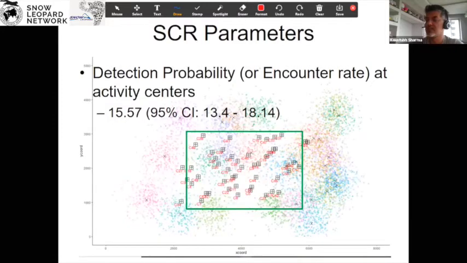What this basically means is that if I had a camera at the activity center by some fluke chance, you know, because in real life, I wouldn't know where the cameras are. I wouldn't know where the activity centers are. So by fluke or by chance, if I end up in a situation where I have a camera trap at the activity center, then I'm likely to get 15.57, or let's say 16 encounters on an average. They could be anywhere between 13 or 18. Like the 95% confidence interval will be somewhere around this much.